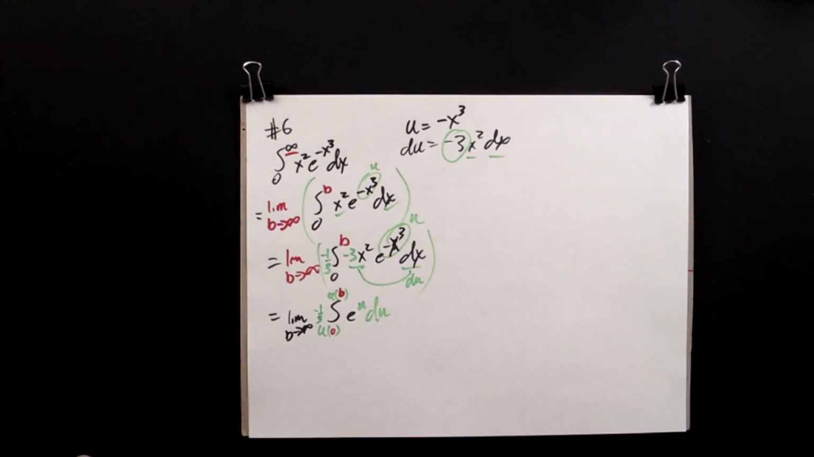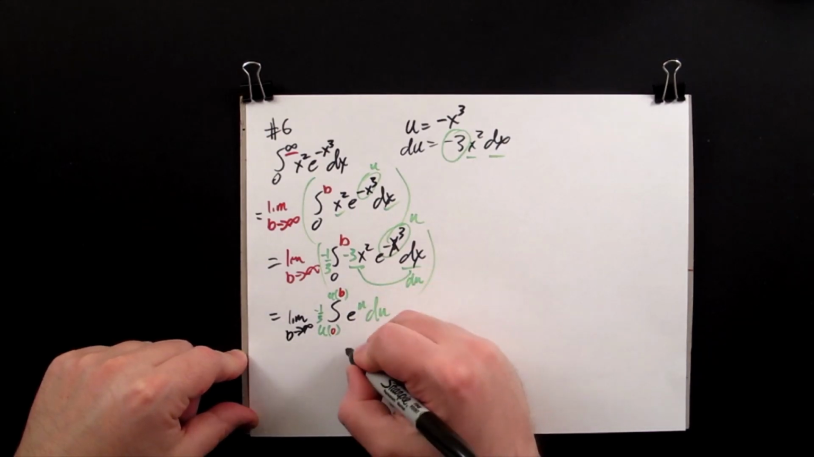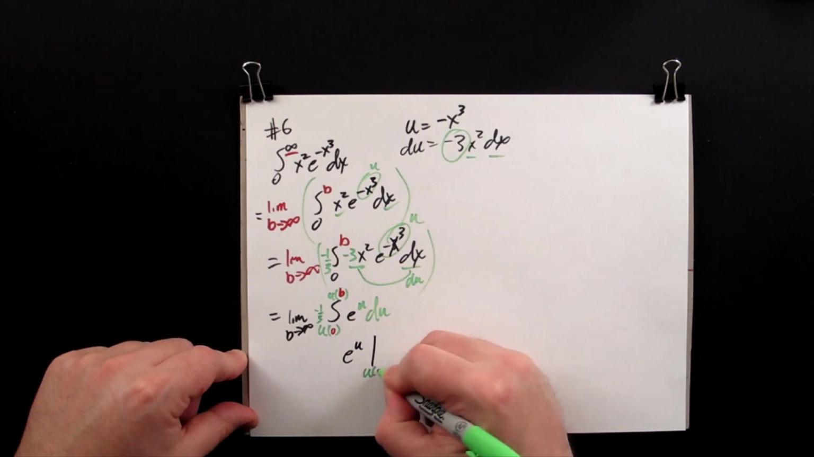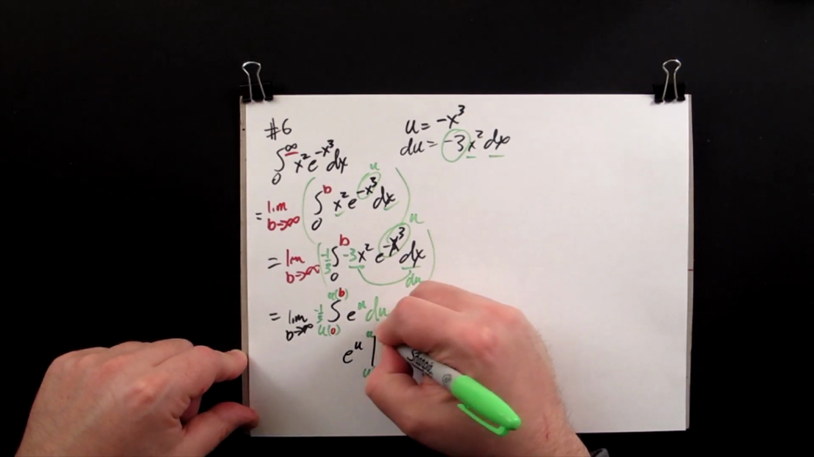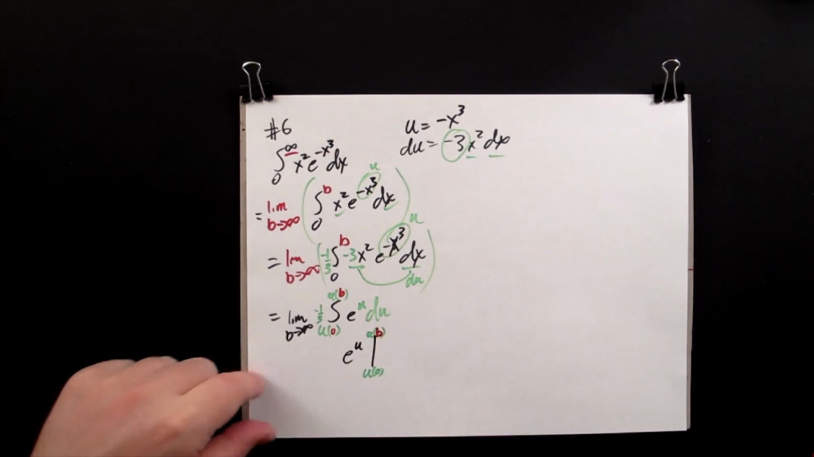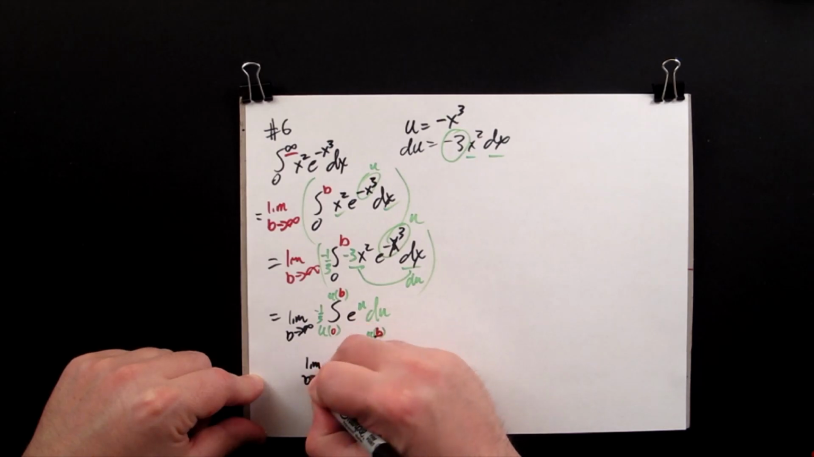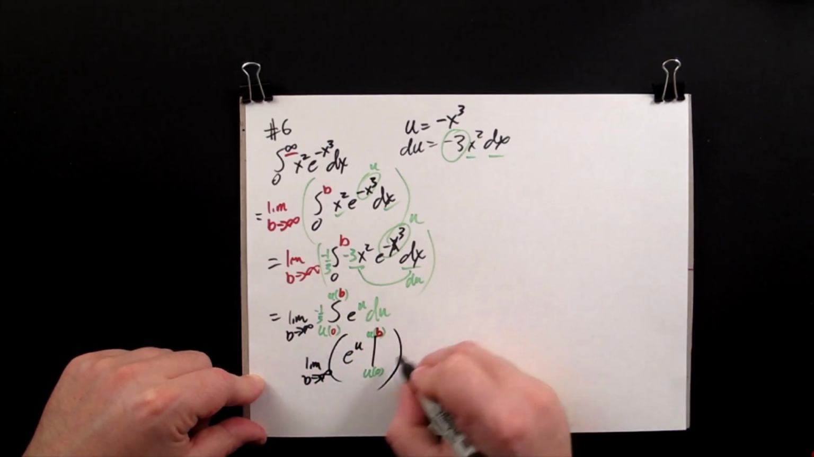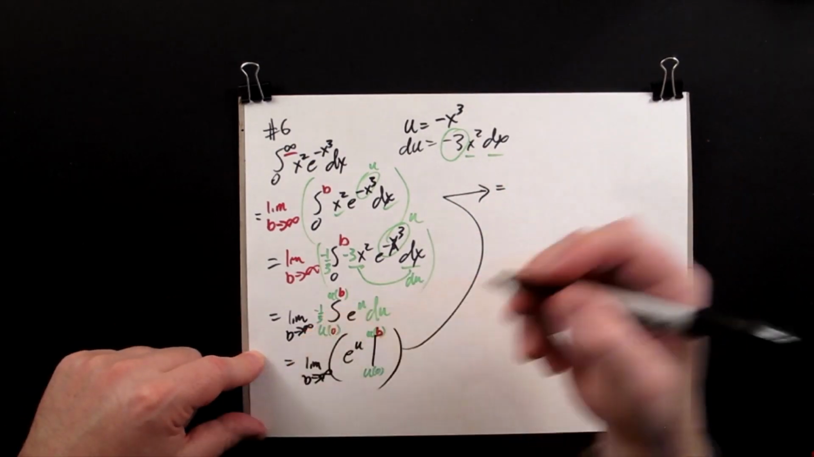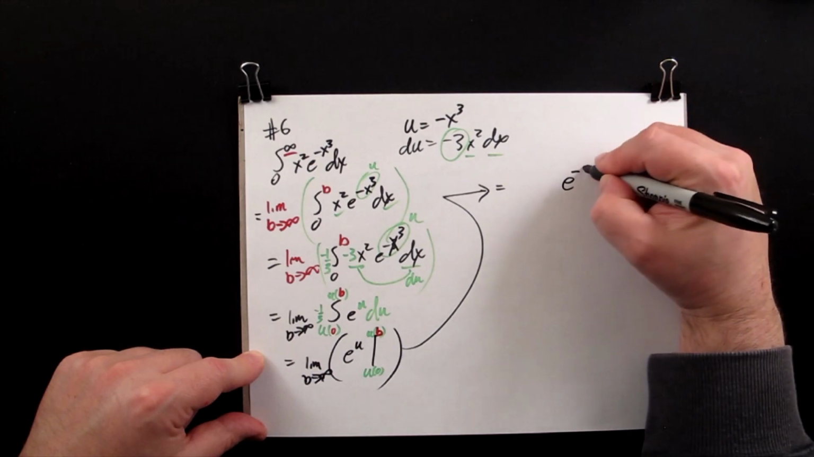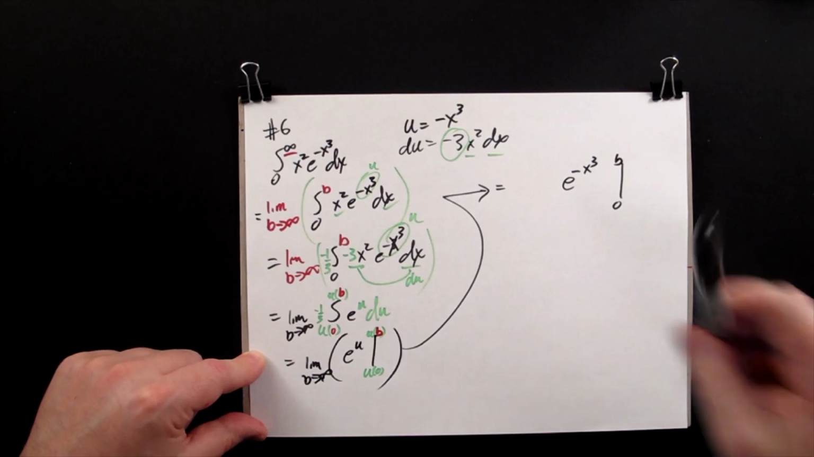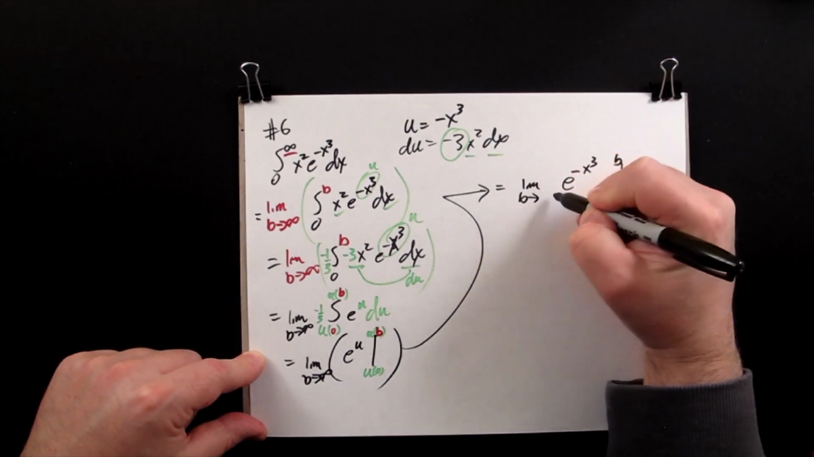Okay, the u-sub was successful. So the antiderivative of e to the u is e to the u. That's good. We have to change back, which we'll do shortly. And we still have this limit here. Okay, so subbing back, this becomes e to the minus x cubed. We're evaluating from 0 to b, and we still have this limit as b goes to infinity.